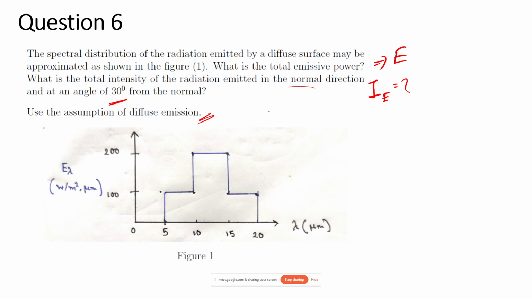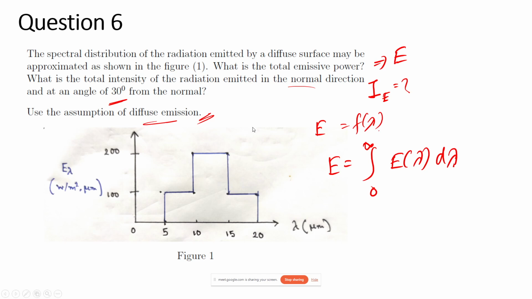So the total emissive power will be only a function of the wavelength. It will be nothing but the integration from 0 to infinity of E lambda d lambda. It won't depend on the angle since we have been given this diffuse emission. Now this E lambda, we can just read from the plot and integrate it, and then we will have the total emissive power.